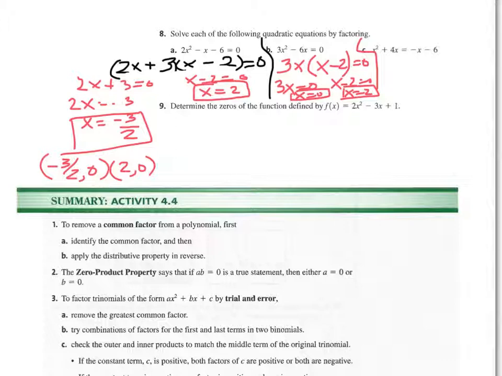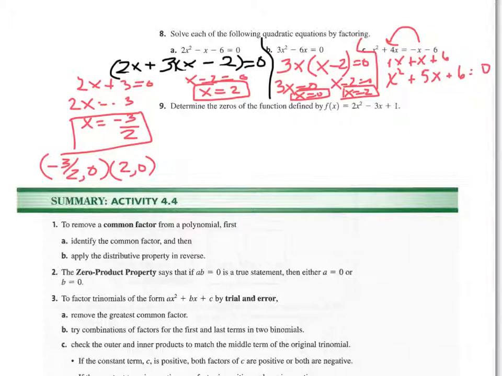Okay, and then C, let's see. First I'm going to clean up C. I'm going to get it to be the form that I want before I start factoring, which means I'm going to bring this over here by adding. I'm going to add this over. And then the 6 I'm going to add over as well. So it's going to look like this. X squared plus 5x plus 6 equals 0.